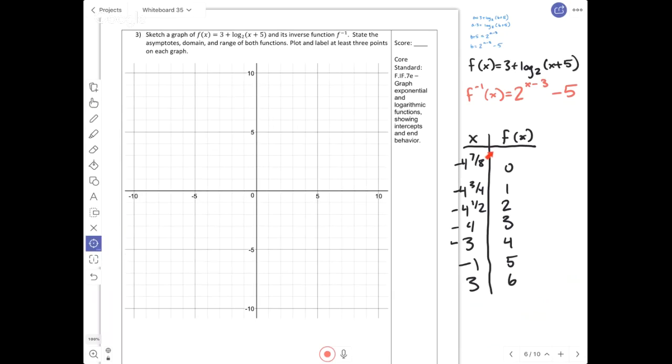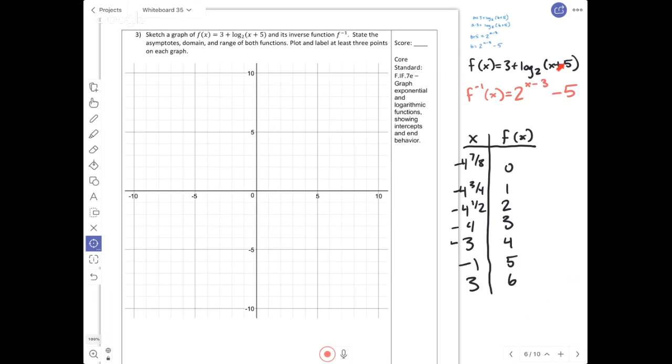So, working with the inverse function, I found the x values that corresponded to the outputs of the original function. So I plugged in all of these outputs, 0, 1, 2, 3, 4, 5, 6, into my inverse, found the outputs of the inverse function, which were the inputs of the original function. So if negative 3, for example, was plugged into the original, negative 3 plus 5 would be 2.